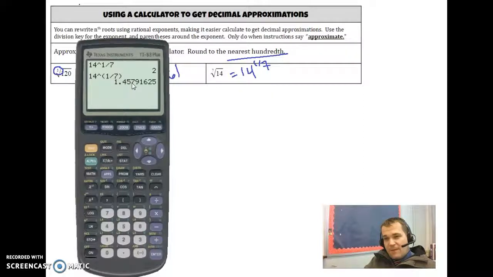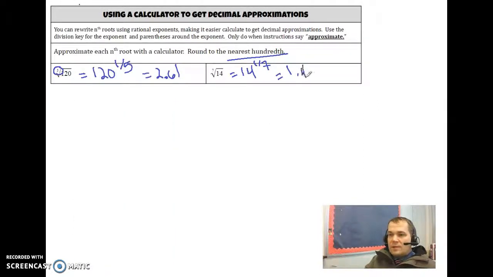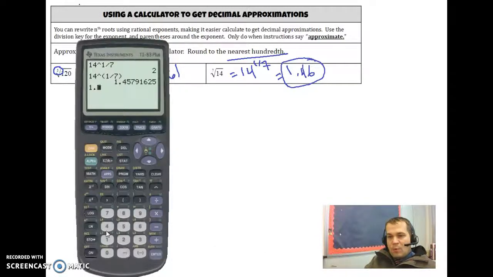In this case, 1.46. And if I want to do a quick reality check, I bust this out, I go 1.46. If I multiply that by itself 7 times, or take it to the 7th power, it should be close to 14, and sure enough, again, I rounded up, so it's a little over, but that's how you do it.